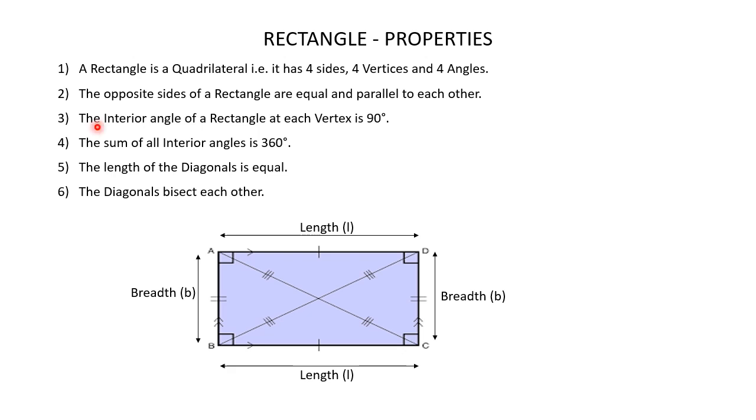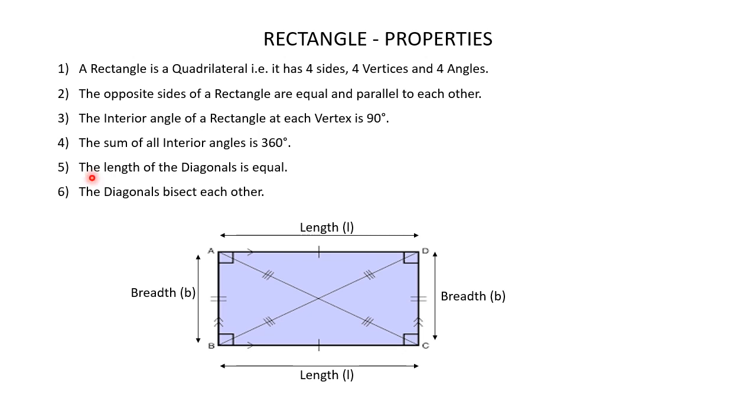The interior angle of a rectangle at each vertex is 90 degrees. The sum of all the interior angles is 360 degrees. Now in this rectangle, angle A, angle B, angle C and angle D are the interior angles, and each of these angles is equal to 90 degrees. The sum of all the interior angles is 360 degrees, which is obvious because 90 degrees plus 90 degrees plus 90 degrees plus 90 degrees is 360 degrees.